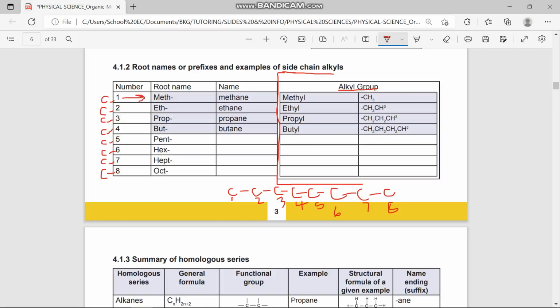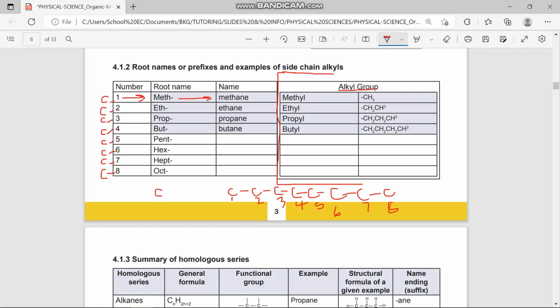Okay, yes, you must know. It must be in your head, guys, that the 1C atom compound is meth. It's going to start with meth. For instance, methane. Okay, this is methane. Meth gives us methane, for example, the name of a compound. And I'll only give you an example of a methane.